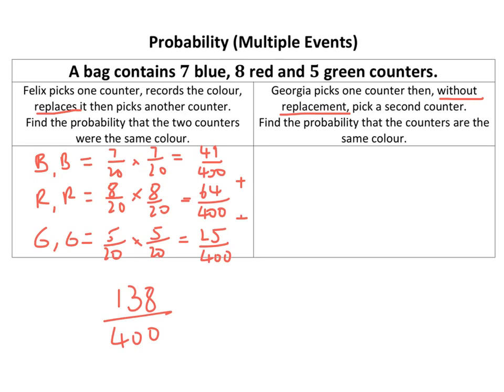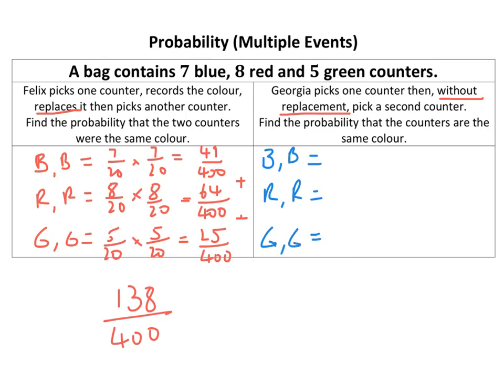Now, Georgia, however, picks one counter, then without replacement picks a second counter. Find the probability that the counters are the same colour. Again, we're looking at blue, blue, red, red, and green, green.